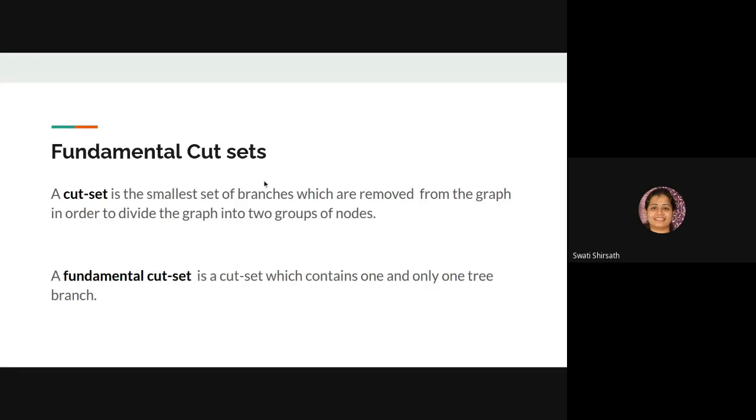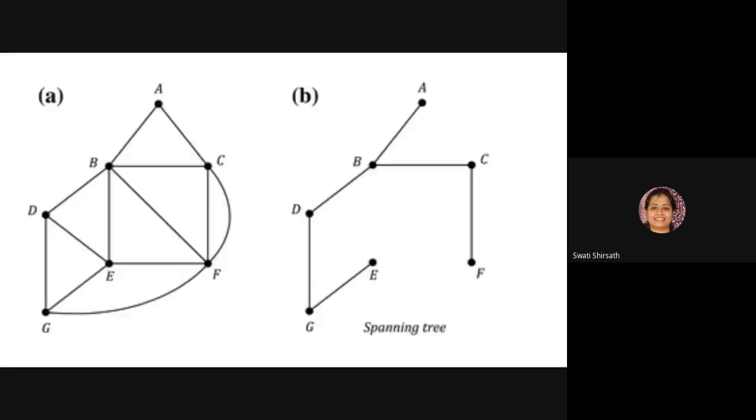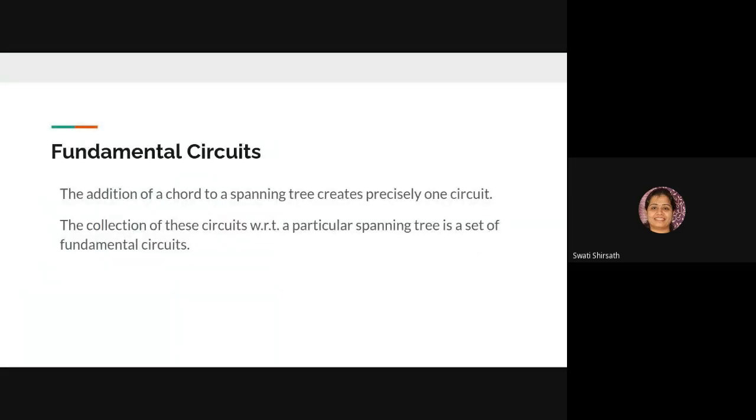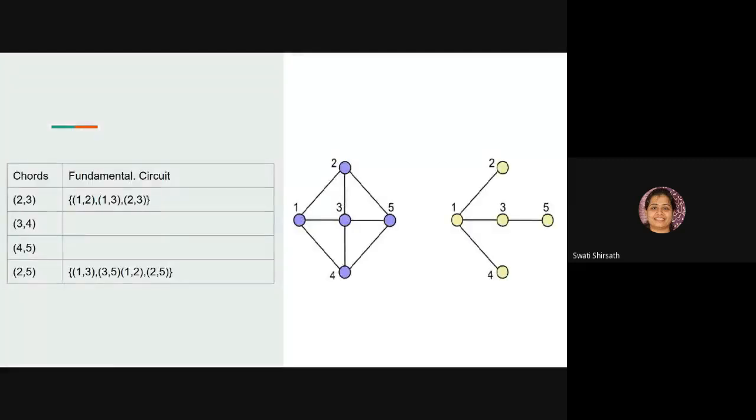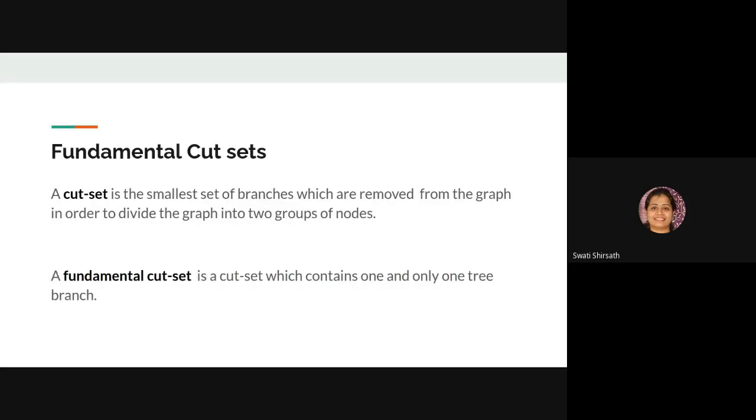Let's start with the next topic of our unit. Last time we had seen that fundamental circuits are done with respect to chords, and fundamental cut sets are found out with respect to branches. So, what are cut sets? That we'll see first, and then what are fundamental cut sets?